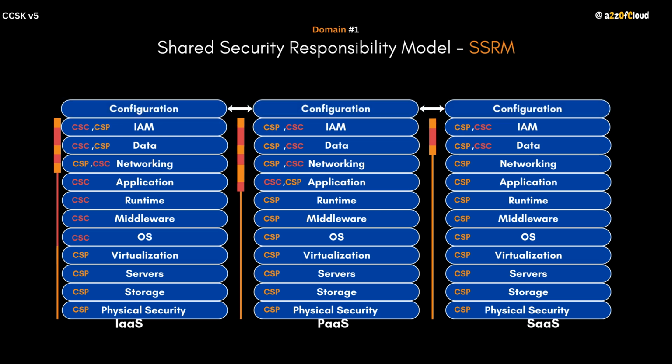The next layer in the shared security responsibility model is configuration. The number one reason for security breach in cloud is misconfiguration of cloud services. An AWS S3 bucket containing sensitive data that is exposed to the internet, or a database service that allows anonymous logins, are some of the examples. The customer is exclusively responsible for securing the configuration layer in all the cloud service models. With this, we wrap up the shared security responsibility model.